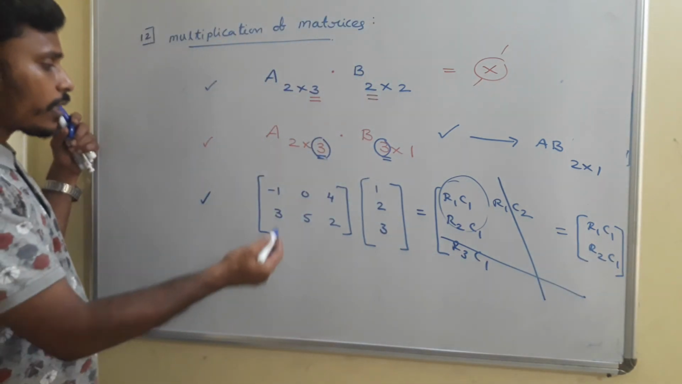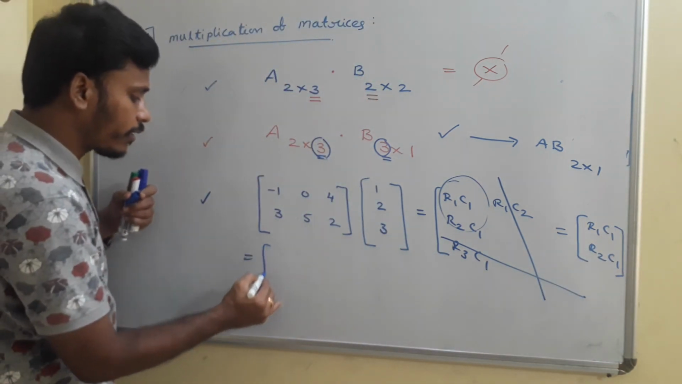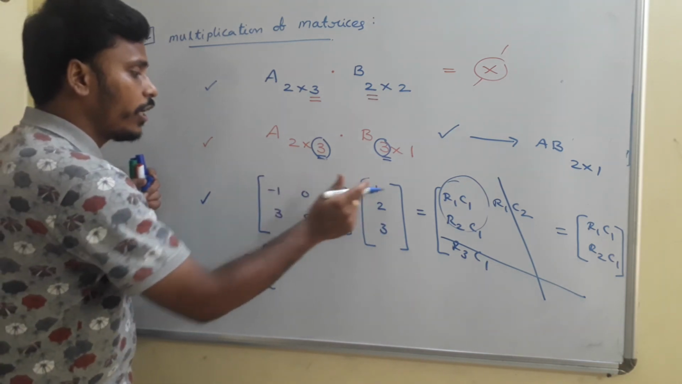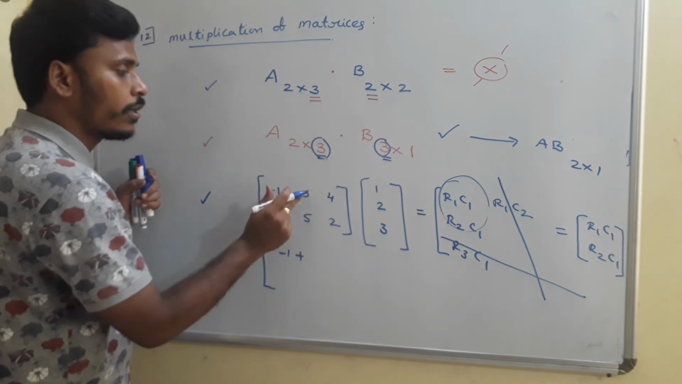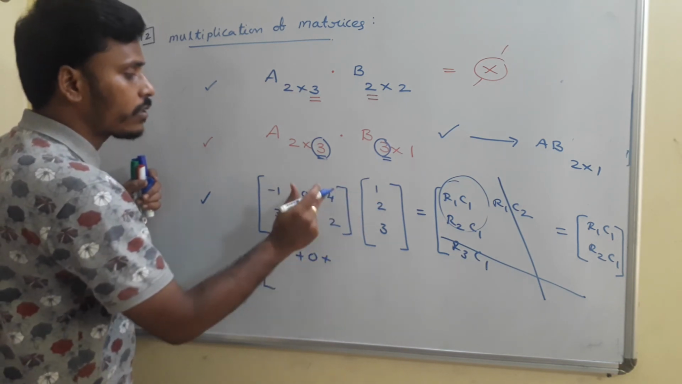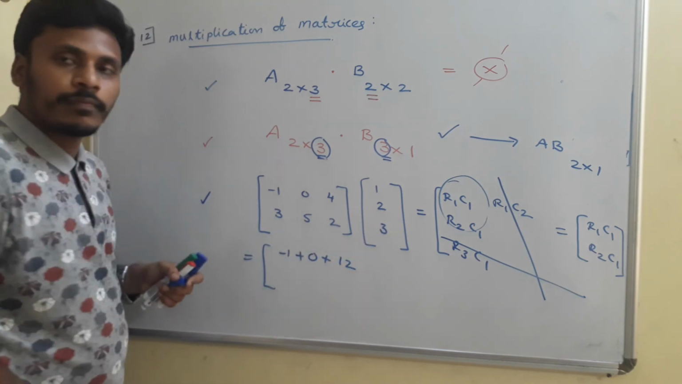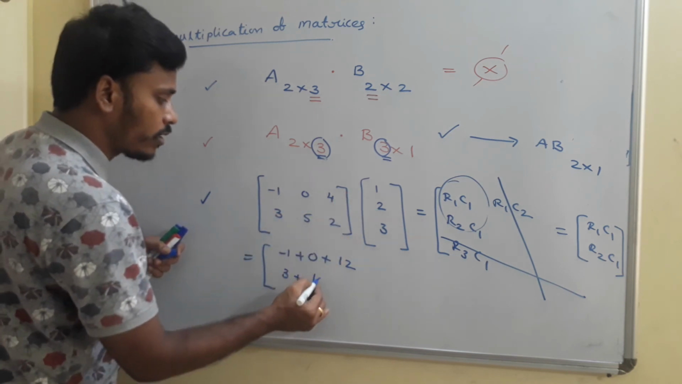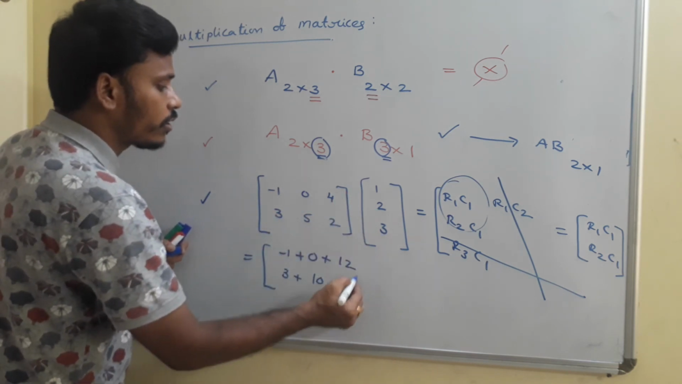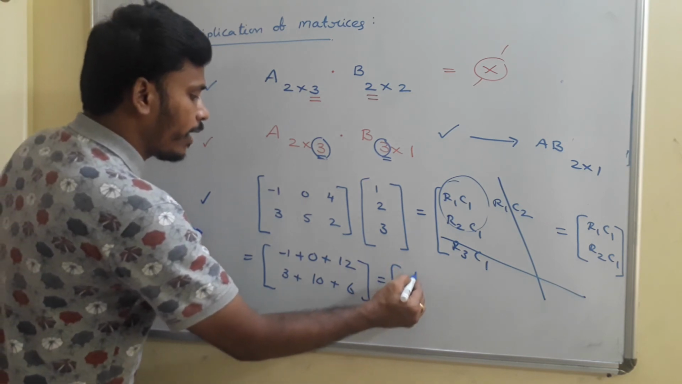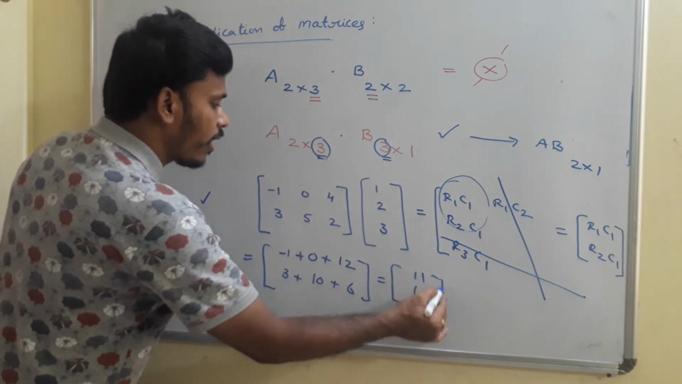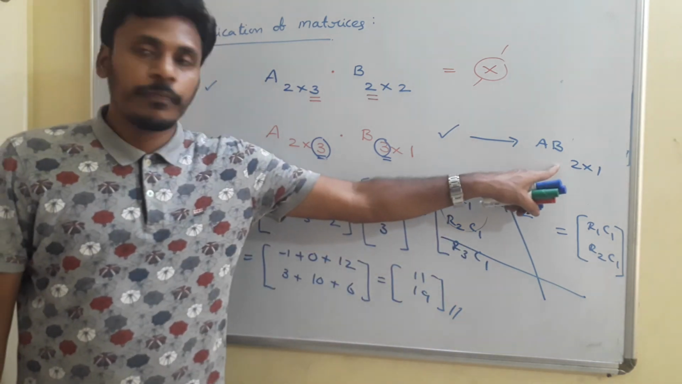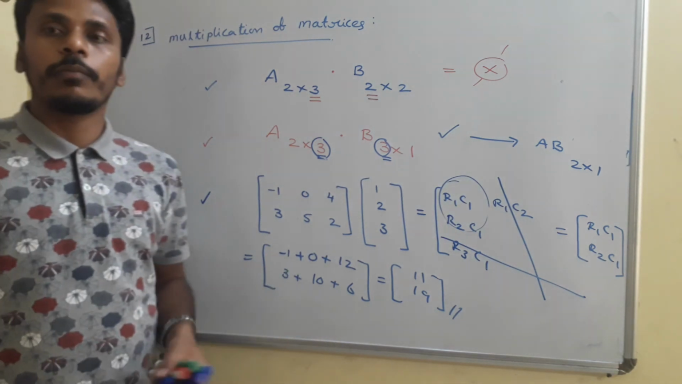And at the end, if you multiply, how will you get it? First row with the first column. Simply I am writing: minus 1 into 1 is minus 1, plus 0 into 2 is 0, plus 4 into 3 is 12. And next, 3 into 1 is 3, plus 5 into 2 is 10, plus 2 into 3 is 6. If you add, 12 minus 1 is 11, and here it is 19, so the matrix is 11, 19, whose order is 2 rows and 1 column. This is the multiplication of the matrix.